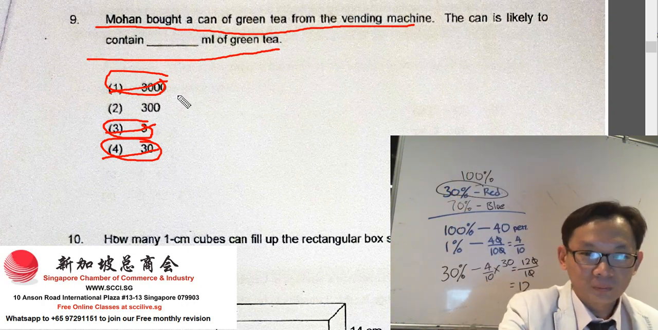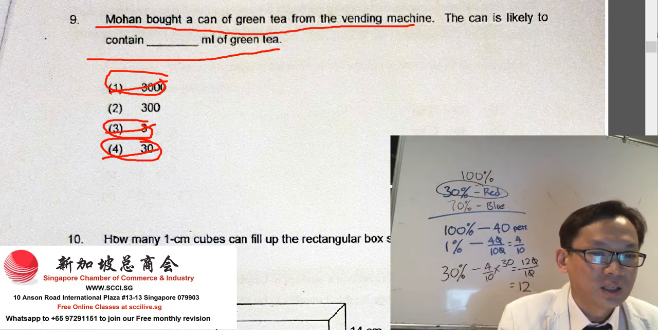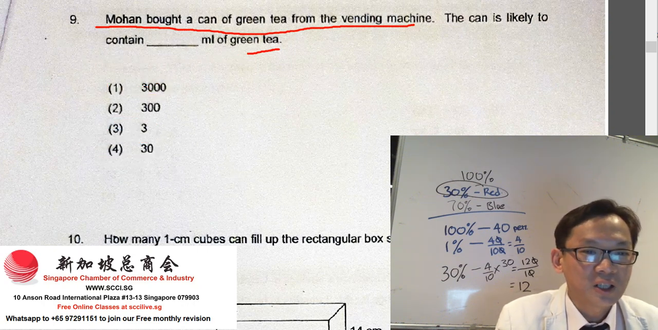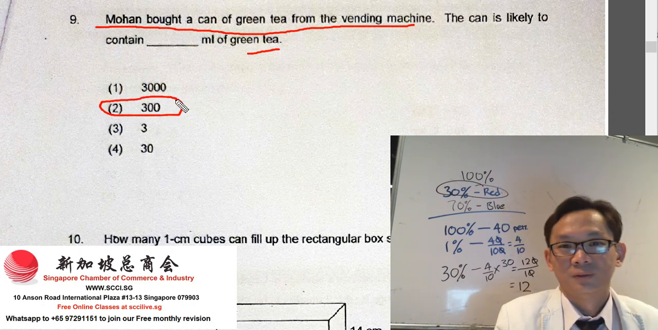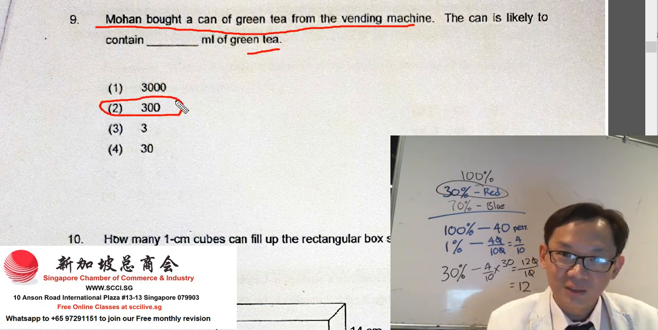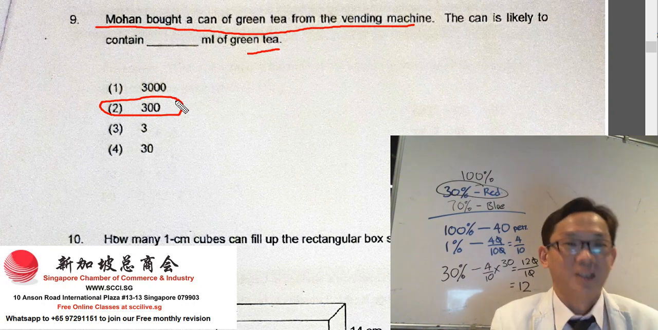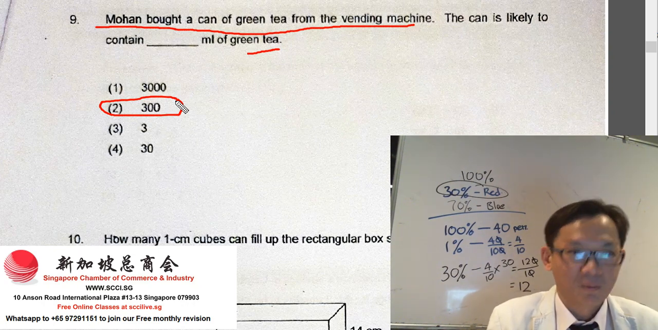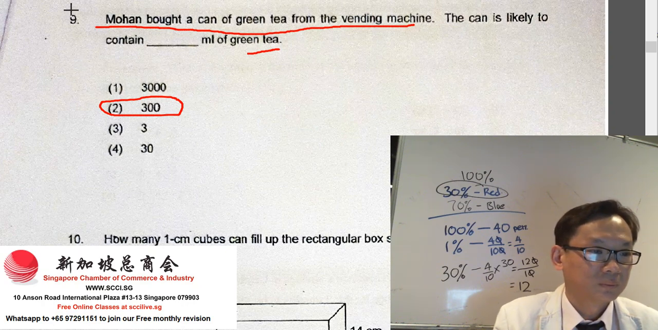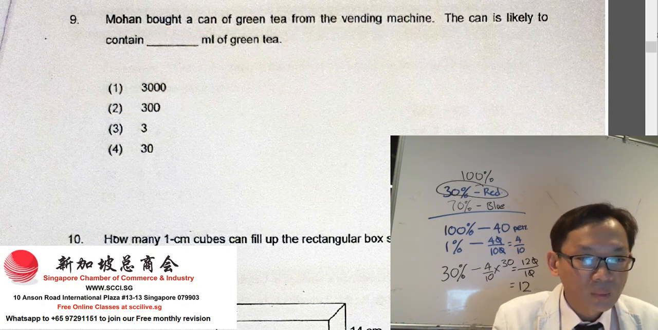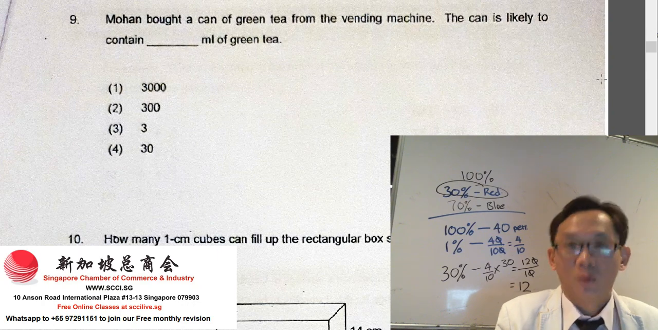So the correct answer, let me rub off the rest, is actually 300 ml. Do you guess it correctly? Good job. Now let's look at the next one. Let me drop off the rest. Let's scroll up to question 10.